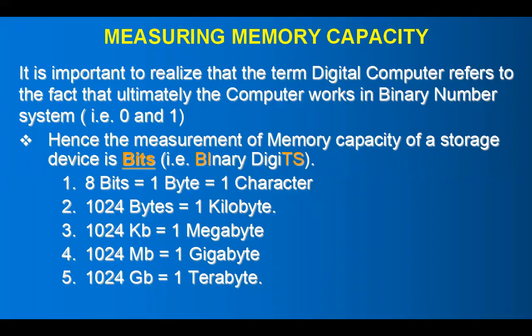So hence the measurement of memory capacity of a storage device is bytes. This means that its strong form is binary digits. So there is where you get bytes. Now 8 bits equal 1 byte, and 1 byte equals 1 character. Now, if these bytes are gathered into 1024, they make up 1 kilobyte, and 1024 kilobytes make up 1 megabyte, and 1024 megabytes, MB, make up 1 gigabyte, that is GB, and 1024 GB makes up 1 terabyte, that is TB. So that's the measurement and the comparison of the measuring capacity of the storage devices.